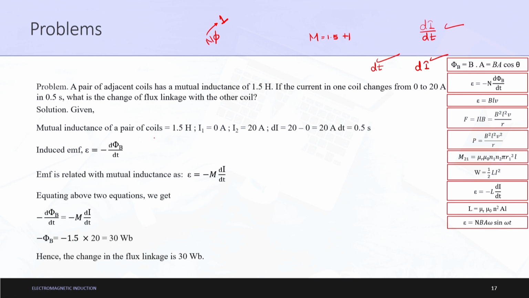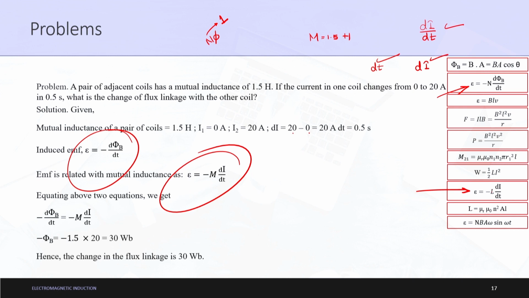So, the mutual inductance of a pair of coils is 1.5 Henry. I1 is given to you, I2 is given to you, that means final minus initial is 20 amperes, a positive value this time. dt is given to you as 0.5 seconds. So, directly using this formula, we know it is minus d phi B by dt, and we know this other formula from here. If it is a case of mutual inductance, then capital L will change into capital M.